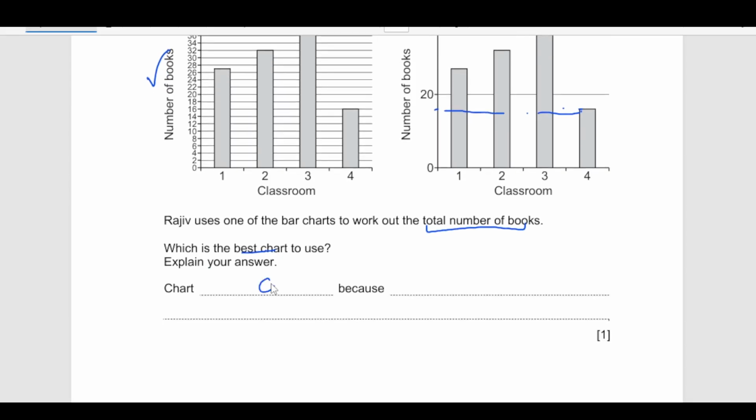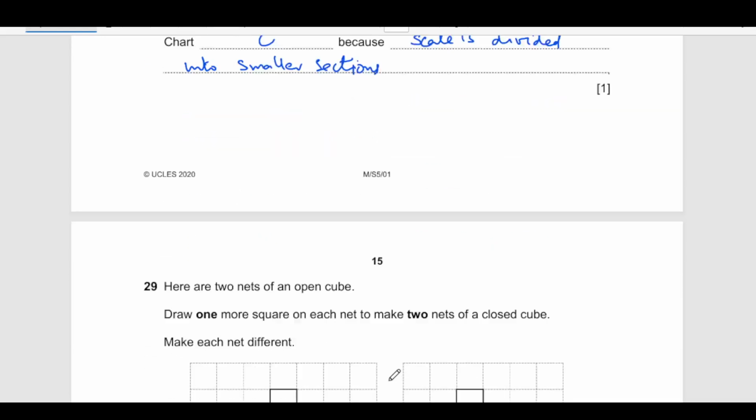That explains because the scale is divided into smaller sections, so it's easy to read all the readings, right?